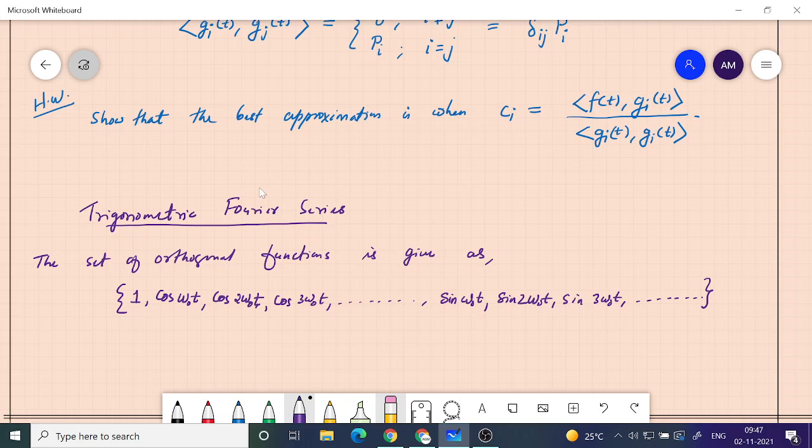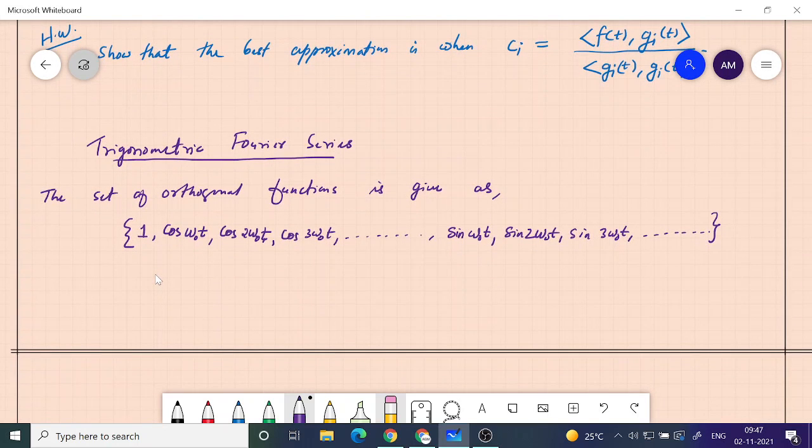So this is the set, and all of them are power signals, because they are periodic as well as power signals. You can concisely notate this as 1, and then cos n omega 0t and sin n omega 0t, where n goes like 1, 2, 3 up to infinity. This way you can represent this orthogonal set.